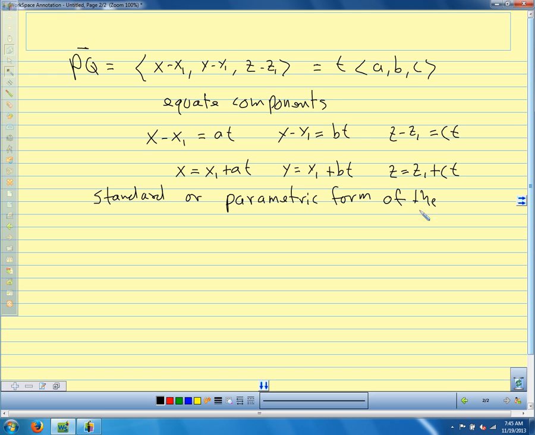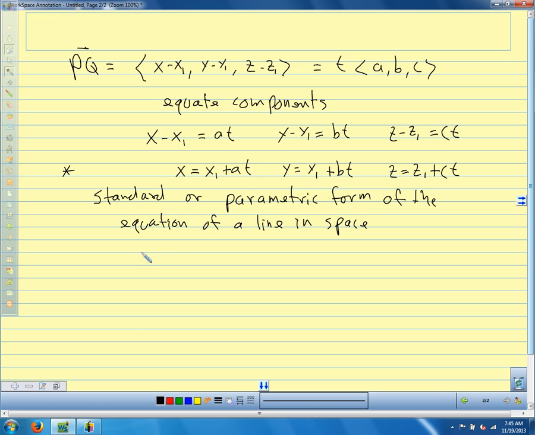So this is the standard or the parametric form of the equation of a line in space. This is the form that we will use most of the time, this parametric form. So we'll talk about finding a set of parametric equations for a line in space. So important things to remember here about our parametric equations.